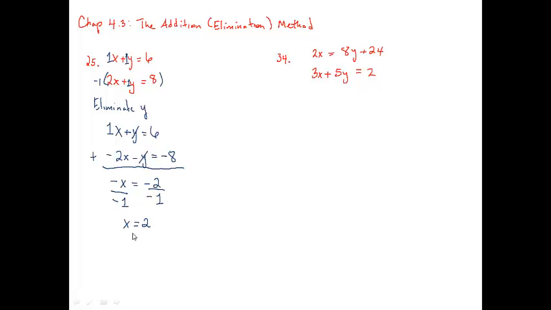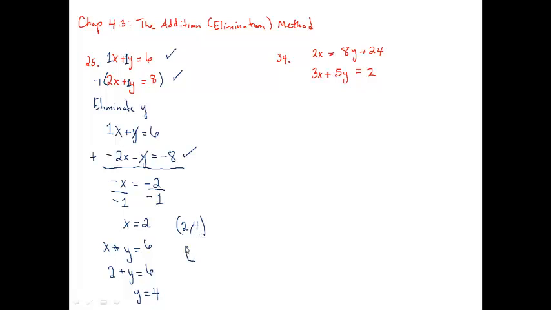So I can take x equals positive 2, and I can plug it into any of the equations. I can plug it into this one, or this one, and solve for y, and I'll get the same answer. Now I'm going to plug it into the first one. So I have x plus y equals 6, which means I have 2 plus y equals 6. So y equals 4. And the solution to this system is 2, 4.